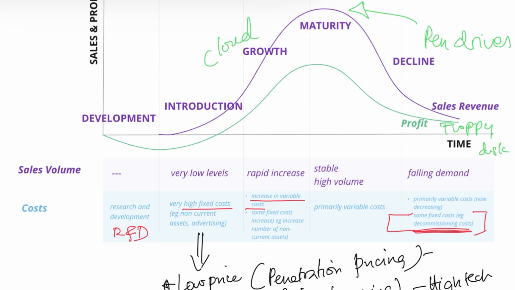Similarly, cost will also differ. We'll have very high cost at development and introduction stages. Growth to decline, cost tends to mainly be variable cost. Fixed cost is covered. Cost starts to decline. Therefore, we can charge a lower price from customers.